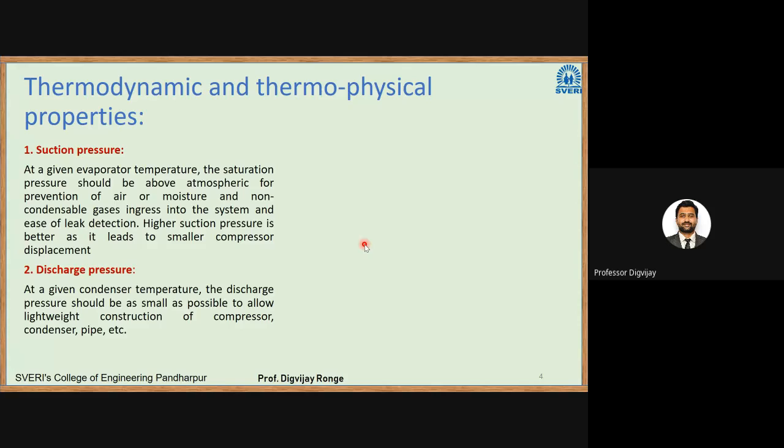Okay, the first property we study is suction pressure. Suction pressure, as we know, is the evaporator pressure, and discharge pressure is the condenser pressure. So what does suction pressure say? At a given evaporator temperature, the saturation pressure should be above atmospheric for the prevention of air, moisture and non-condensable gases ingress into the system, and for ease of leak detection. Higher suction pressure is better as it leads to smaller compressor displacement. So this I will explain with the help of a p-h chart.